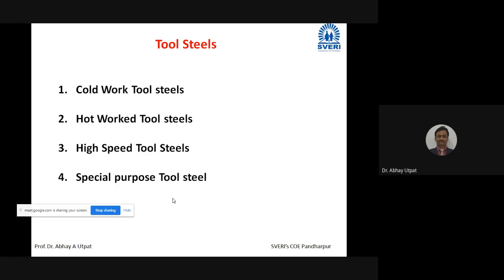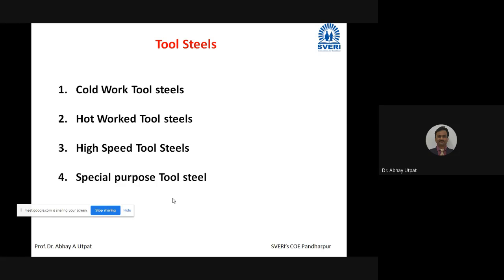One by one, we will see what the contents are, what the properties are, what the requirements are, and how these steels fulfill the requirements. All these things, along with the composition, are covered in this topic.